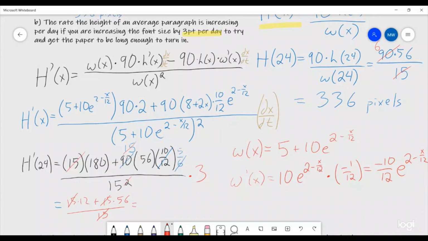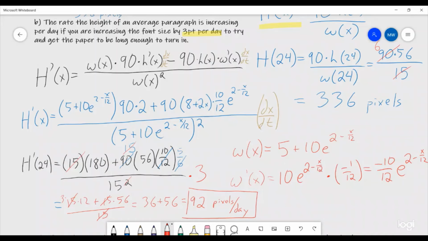Oh, we forgot to distribute the 3 onto this one. So there's a 3 times this one as well. So that's 36 plus 56. So that is 80 plus 12, so that's 92. So it is increasing 92 pixels per day. That is how fast the height of the paragraph is increasing per day if we are increasing the font size 3 pixels per day, or 3 points per day.